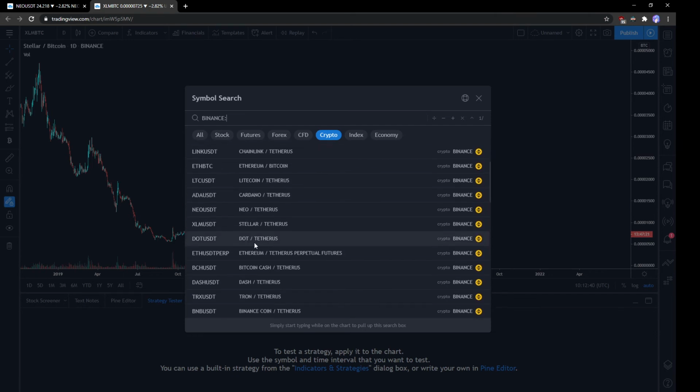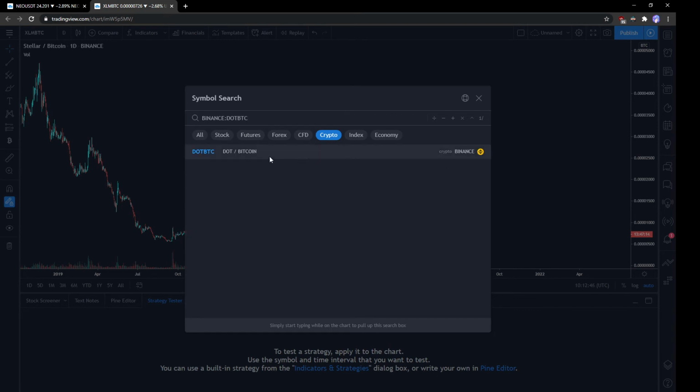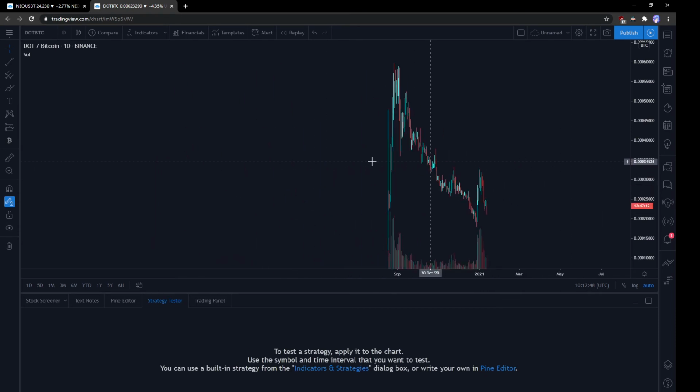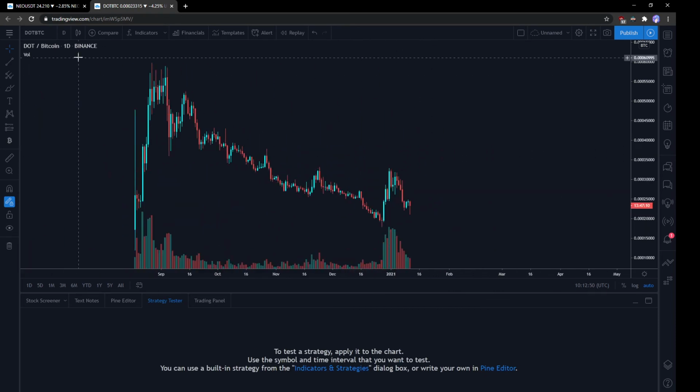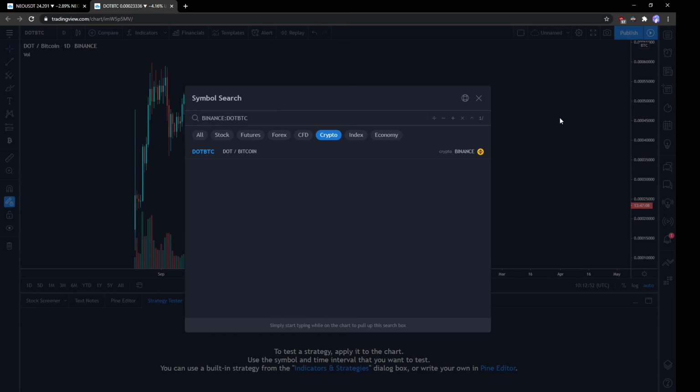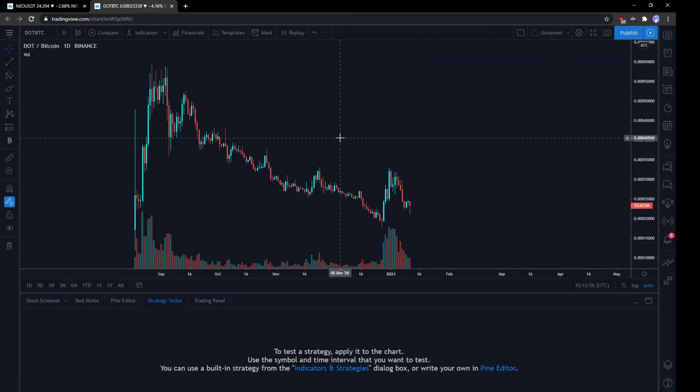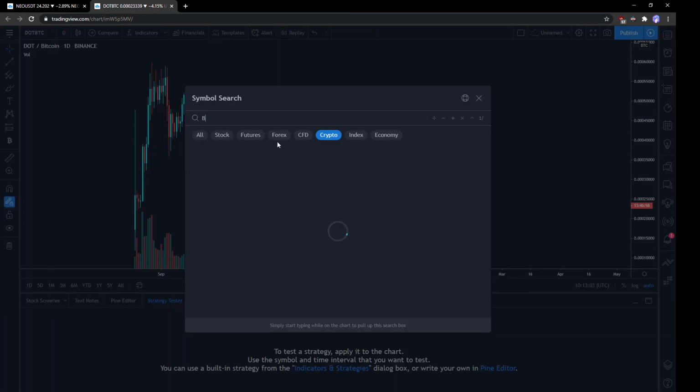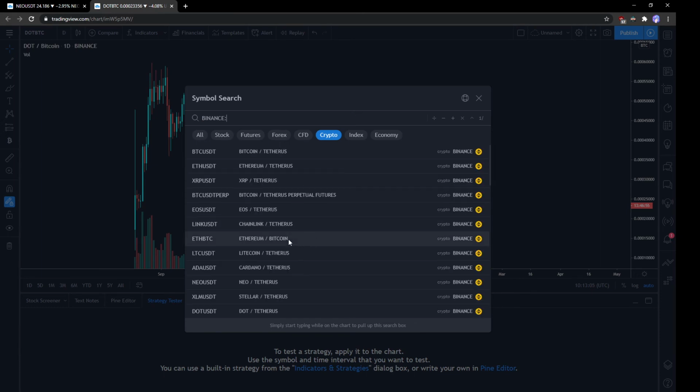What else do we got? DOT. I think DOT is a new coin. Yeah, it's a new coin. So I do not trust new coins too much. First, because we do not have enough data to backtest anything. So yeah, we're going to move on to something else.